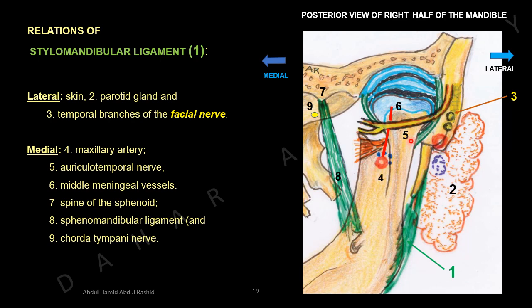Number 5, auriculotemporal nerve. Number 6, middle meningeal vessels. Number 7, spine of the sphenoid. From there, sphenomandibular ligament is coming down. And number 9 is chorda tympani nerve. These structures are deep or medial to the stylomandibular ligament.